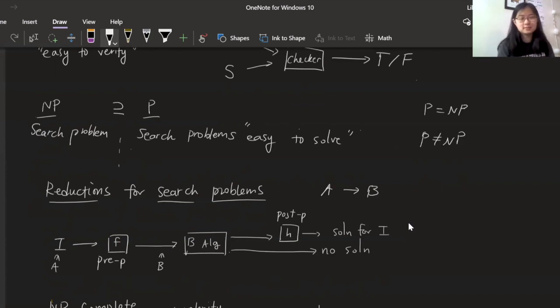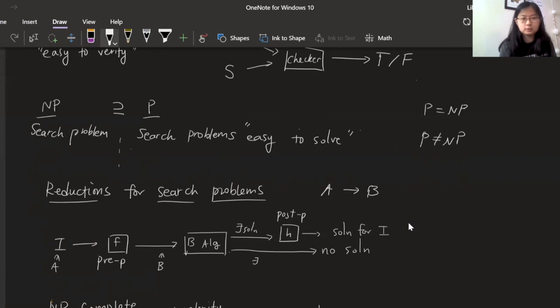So let's make this more specific for search problems. As a reminder, search problems could have no solution at all, and your algorithm for such a search problem should have the ability to identify whether there is an answer at all. So again, we take an instance of problem A, which is the problem we're reducing to problem B. Then I pre-process, I turn this into some problem B instance, run the B algorithm, and then I have two paths coming out. Path one is there is a solution. Then I do post-processing, and I turn it into a solution for the problem in A.